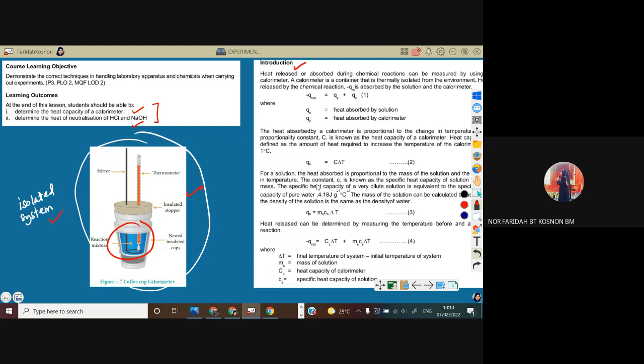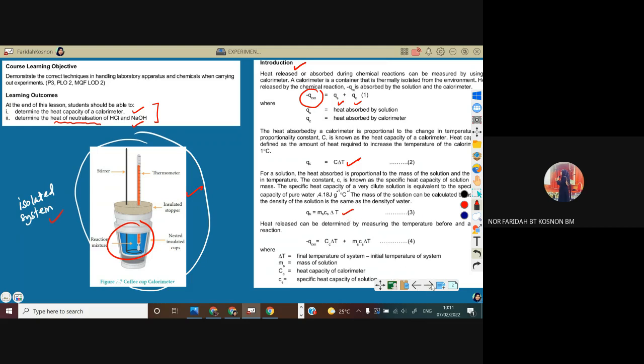reaction yang kita buat. Okay, jadinya sekarang since in part B nanti kita akan calculate the heat of neutralization. So the heat release from the reaction which is labeled as Q reaction is equal to the heat absorbed by the solution and calorimeter. Okay, itu secara asas. So macam mana kita nak kira heat absorbed by the calorimeter? This is the formula. And how to calculate the heat absorbed by the solution? This is the formula.